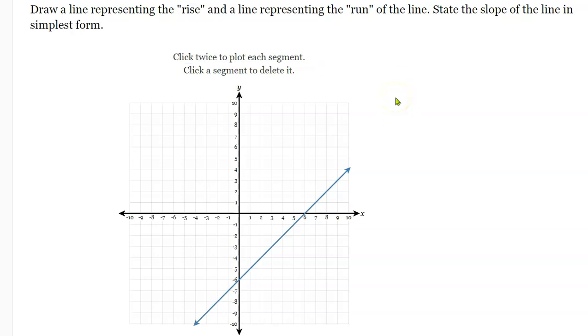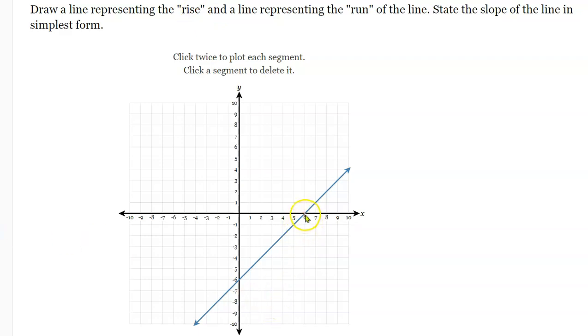And in order to do that, you have to first find two perfect corner points on your graph, like this. This is a perfect corner point. This is a perfect corner point. And this one, and this one, and this one. There's lots of perfect corner points on this graph. But when you create a rise and run, you can use any two points you like.